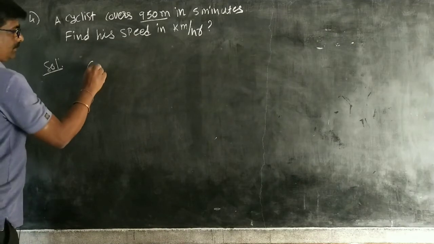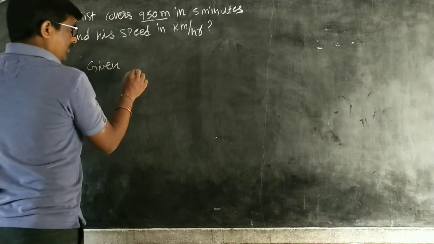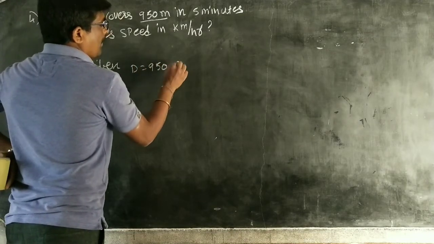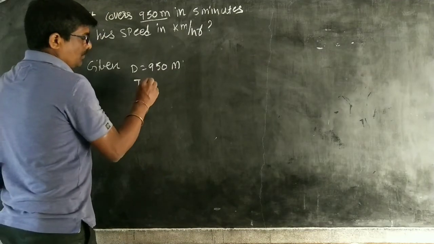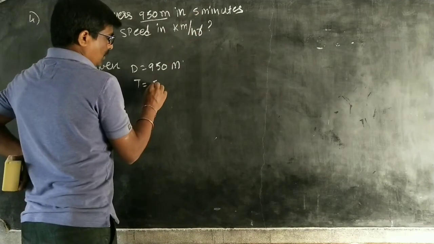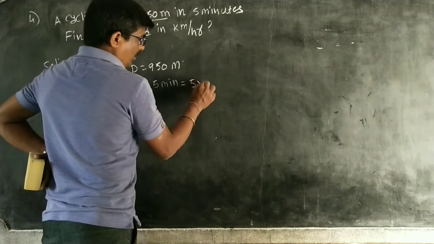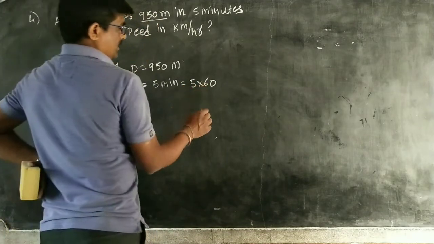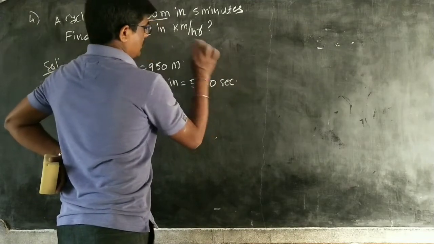Given. What is given? Distance d is equal to 950 meters. Time t is equal to 5 minutes. These 5 minutes I am going to change into seconds, that is 5 into 60 seconds.